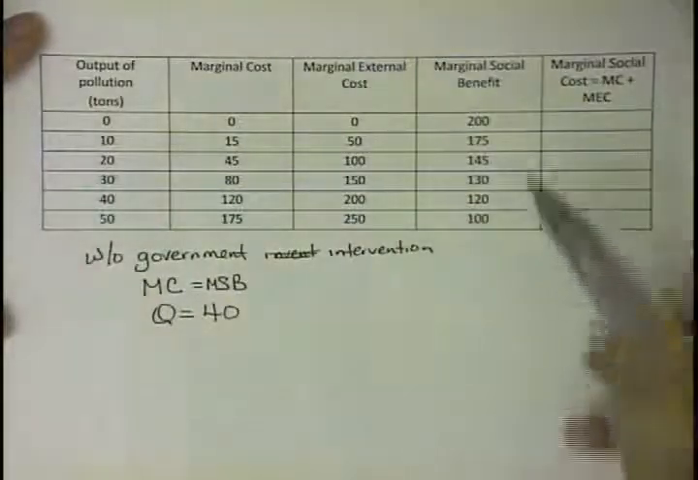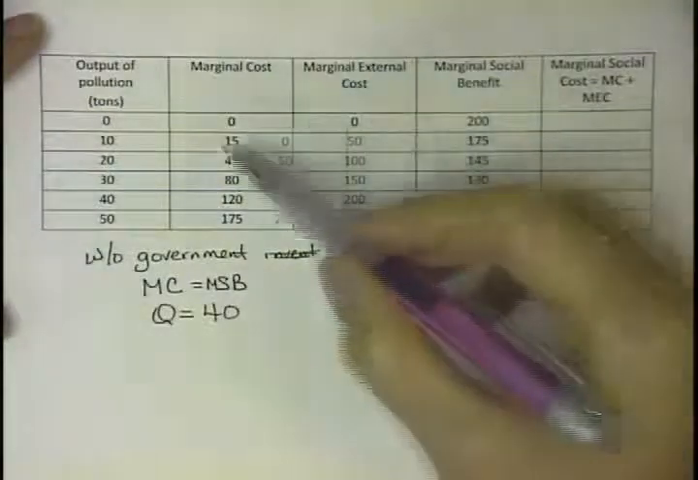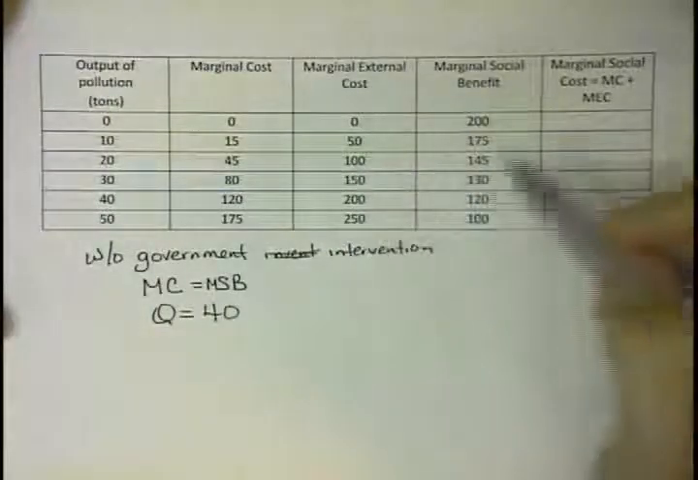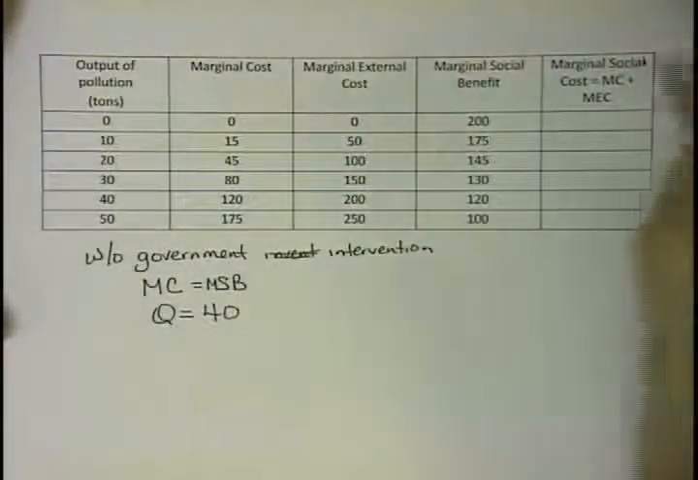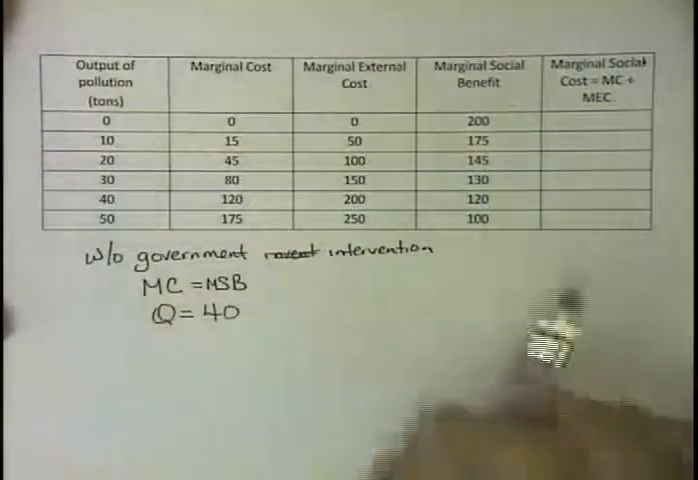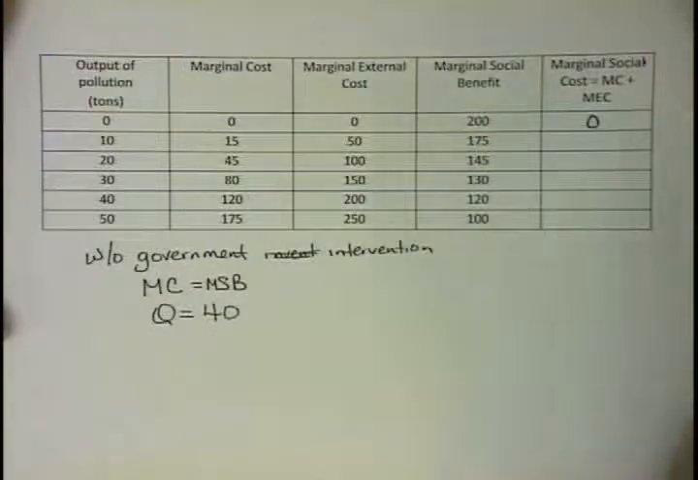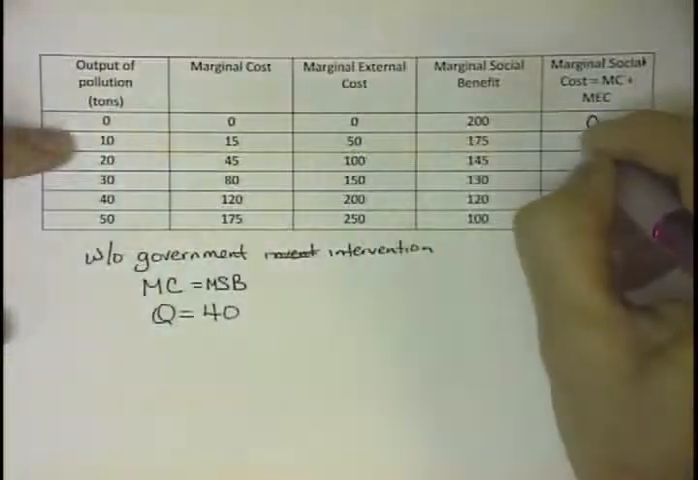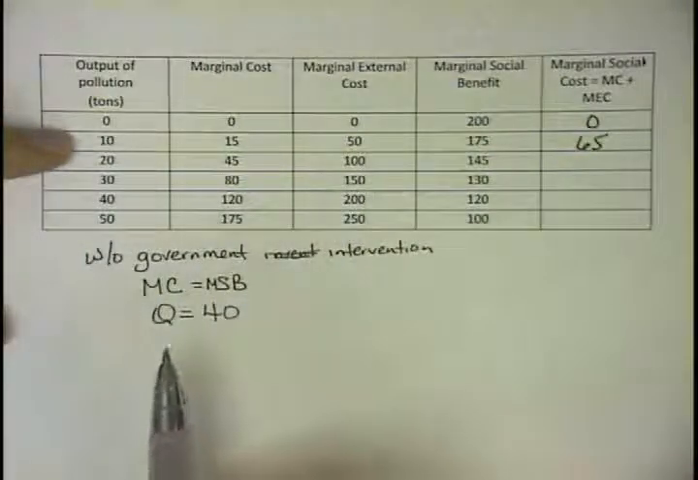Now this column right here, the marginal external cost, remember we said is the cost to society. The costs are not borne by the firm. These are the ones that are borne by society. So in order to get marginal social cost, the cost not only to the firm but to society as well, we're going to add together marginal cost and marginal external cost. If we're not producing any paper, we're not having any marginal social cost whatsoever. If we increase our production, we're going to have 15 plus 50, which is 65, our marginal social cost, the marginal cost plus the marginal external cost.